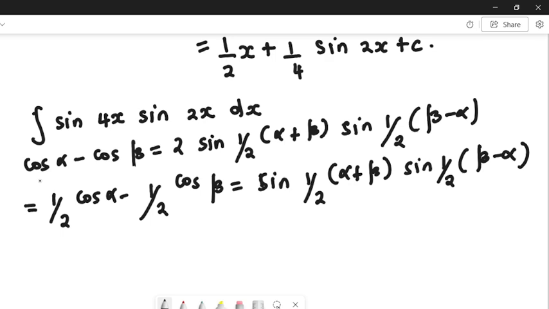So what happens here, we already know that we have alpha and beta, it's 4x and 2x. So we are saying alpha plus beta over 2, this part here, is equal to 4x.